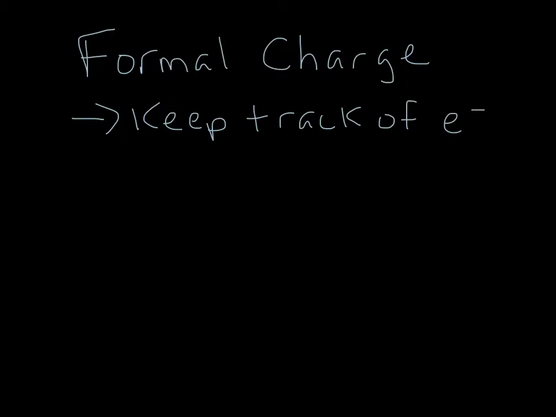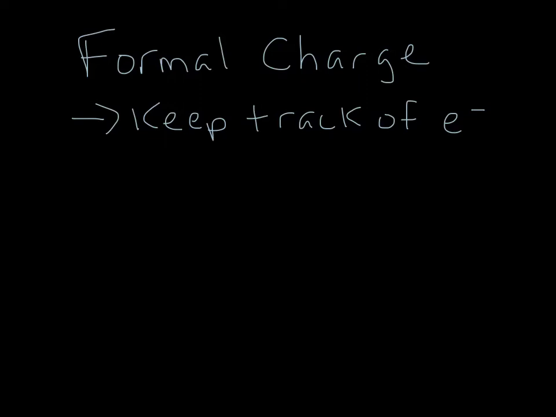Sometimes there's a molecule and it has a charge on it, and we just put the charge outside of brackets, but we don't know which actual atoms have that charge. By assigning formal charge to each individual atom in a molecule, we can tell where the electron density lies in that molecule.